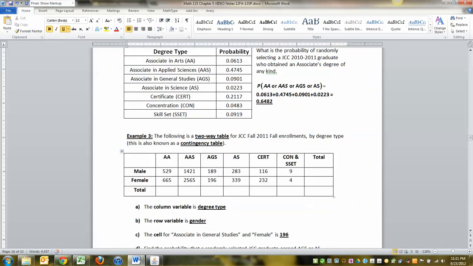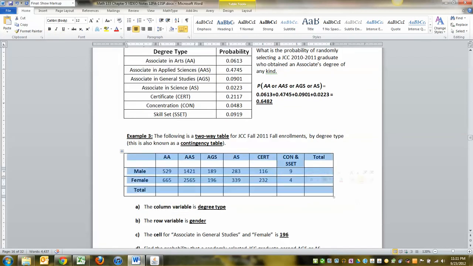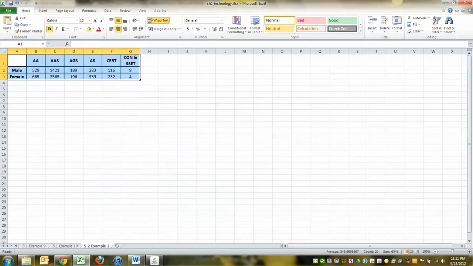All right, now what about down here? Oh, contingency table. So I took the numbers from 2011. This is different. So this is the 2011 fall enrollments. These are the certificate and degree types for different genders based on the fall enrollments. So we're going to need to find the marginal frequency. I've already put it in there.